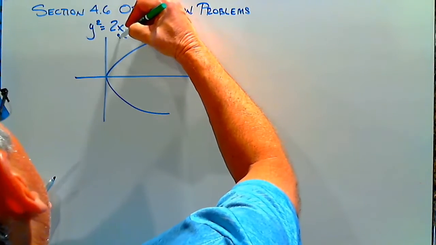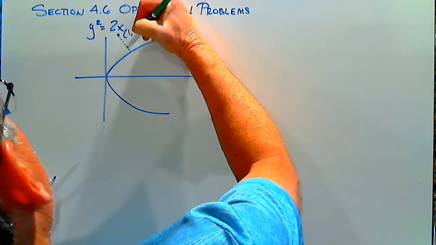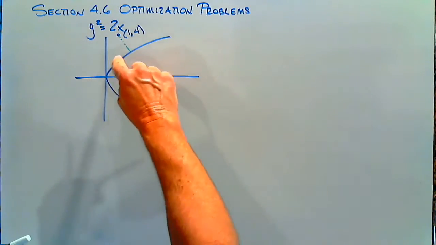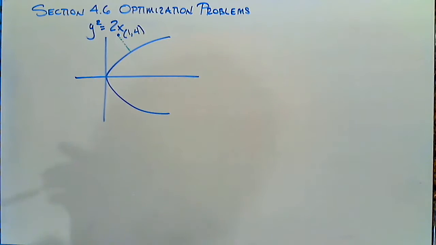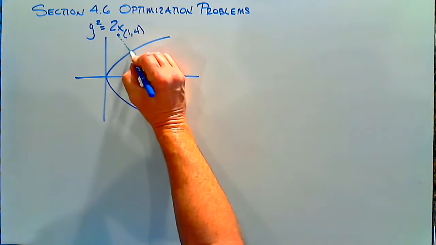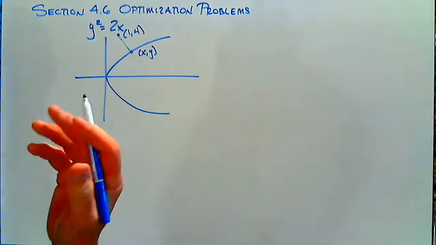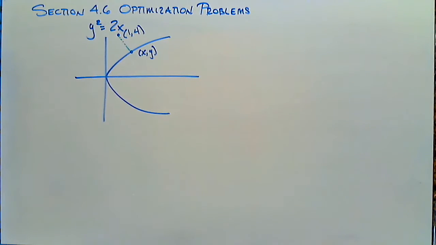We know if we draw a perpendicular line from there to the parabola, the line, of course, wouldn't be perpendicular to the parabola, but it would be perpendicular to the tangent line of the parabola, throw a little calculus in there. And that point right there, whatever that point is, that point (x, y), is going to be the closest point to the point (1, 4).